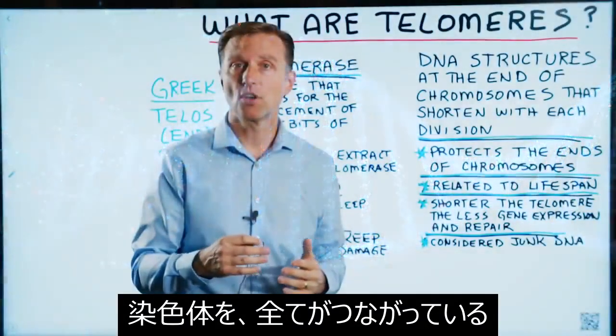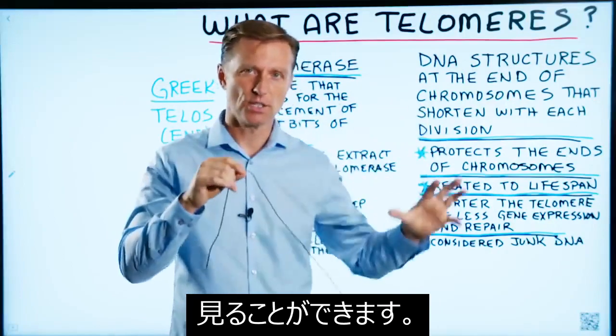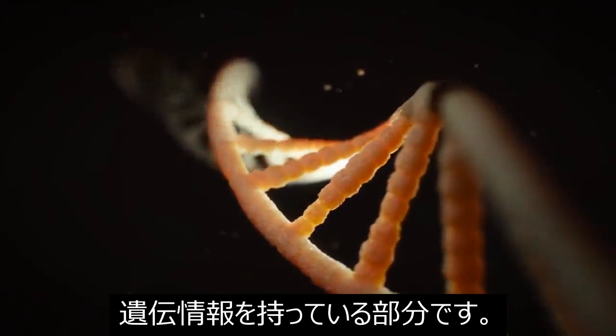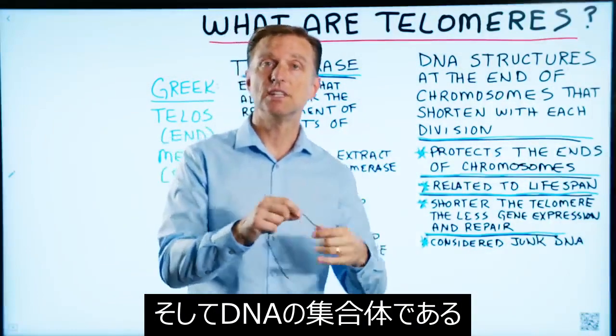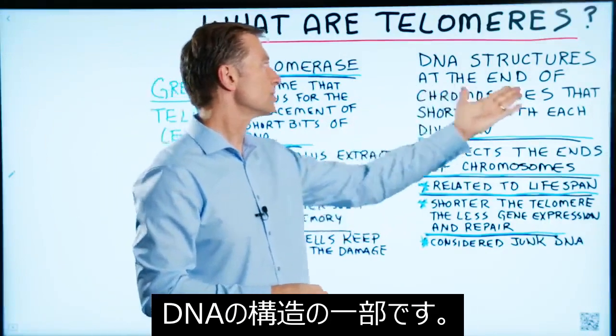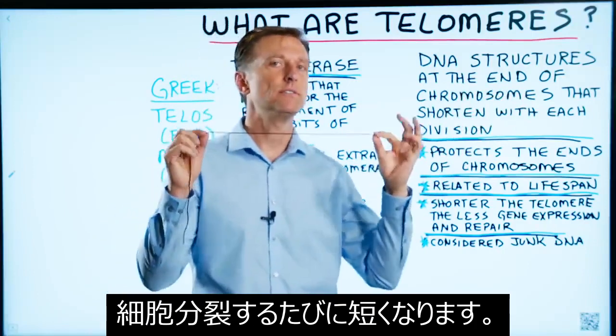You can look at a chromosome as the entire DNA strand, okay, with everything connected to it. So you have the DNA, which is the blueprints, and basically DNA are sections of genes, but the entire collective chain of DNA is the chromosome. So a telomere is basically a DNA structure at the end of chromosomes that shorten with each division.